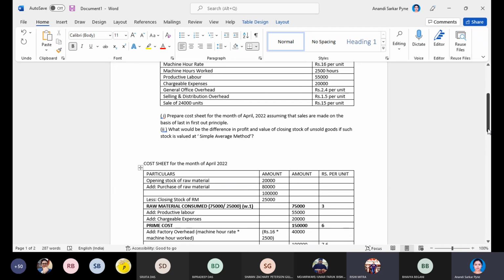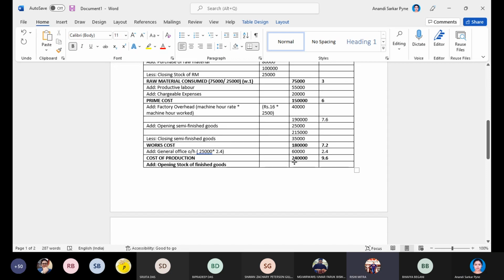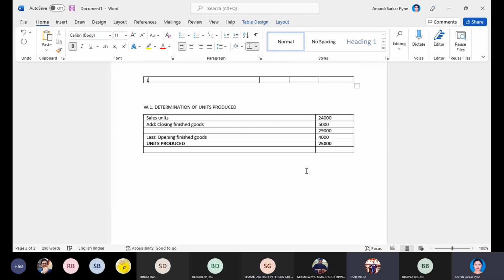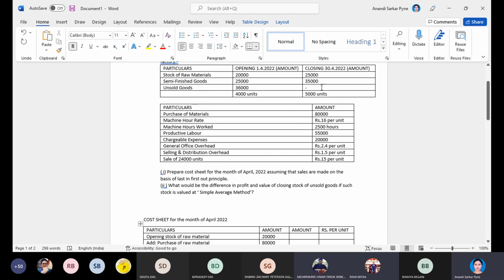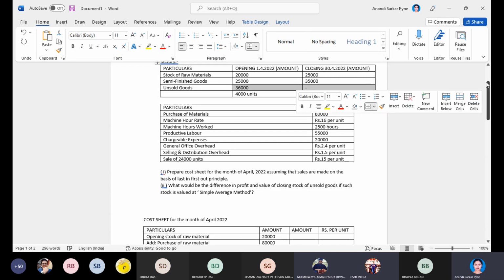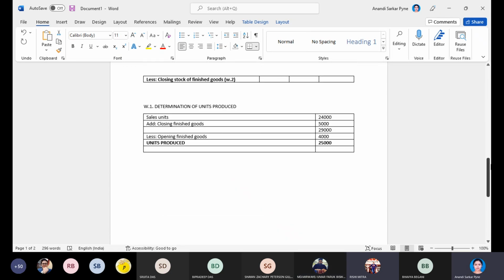That is 36,000. So that is 2,76,000 minus closing stock of finished. Now this one is not computed. I think this is not there in our question. Yes, ma'am, it will not be there. It remains blank. No, we need to find this out.